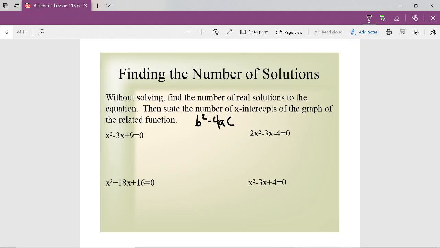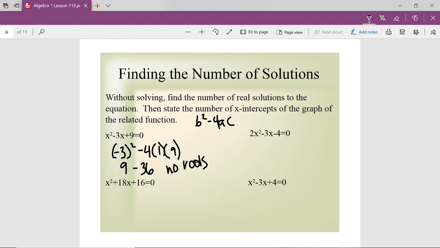For this, I'll just do a couple of them. So b squared minus 4ac, my b is negative 3, minus 4 times 1 times 9. And so we get a positive 9 minus 36. Looks like that's going to come out to a negative number regardless, so I get no roots.